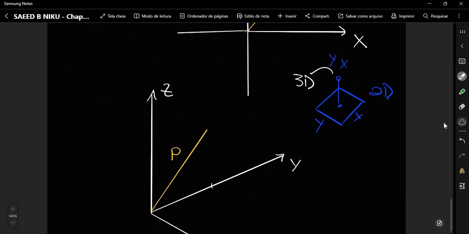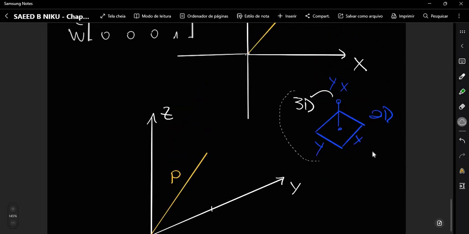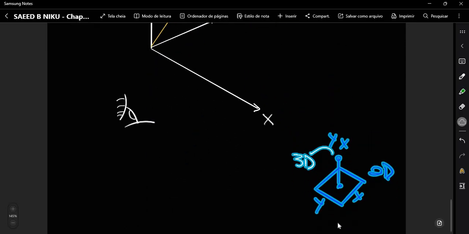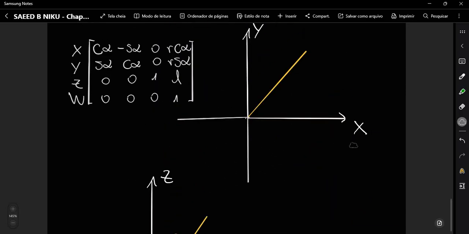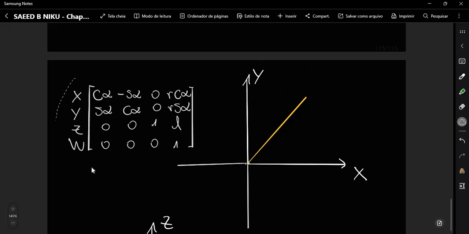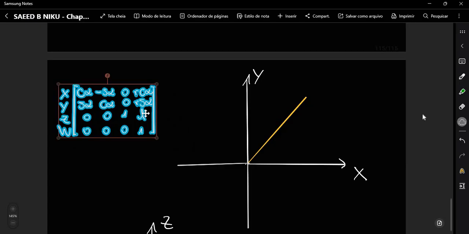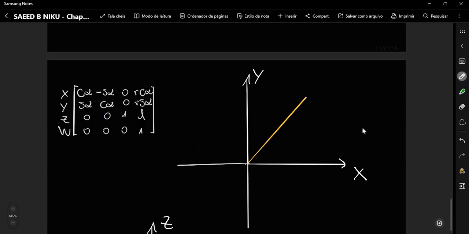Okay, let me drag this so we can have more space to work. Okay, so let's see this. The only problem right here is this sequence 1, 2, 3.